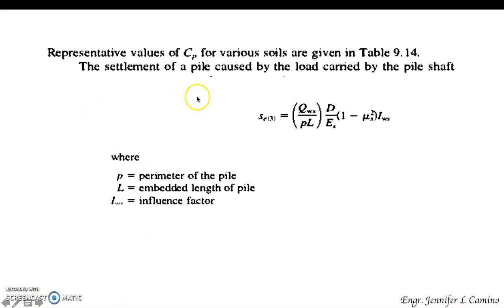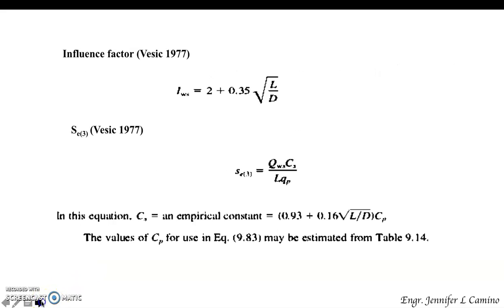So for settlement of pile caused by the load carried by the pile shaft, this is the equation that you're going to use, where P is the perimeter of the pile, L is the embedment length of the pile, and IWS is the influence factor. The influence factor can be calculated using this equation, which Vesic proposed. Here, C sub s is an empirical constant, which is equal to this formula. The values of C sub p that we used in the previous equation can still be estimated using the table that was presented a while ago.